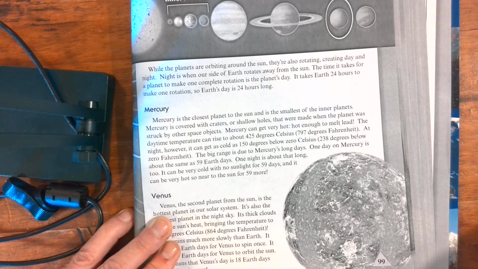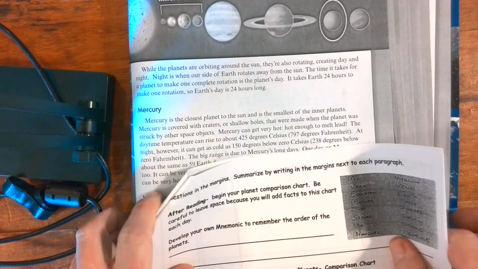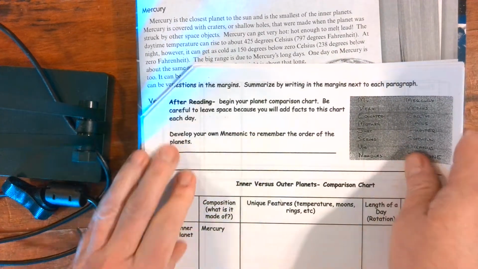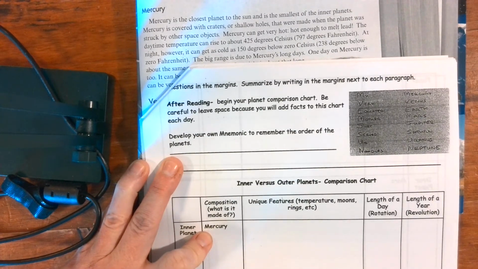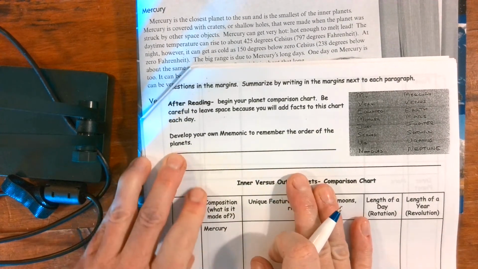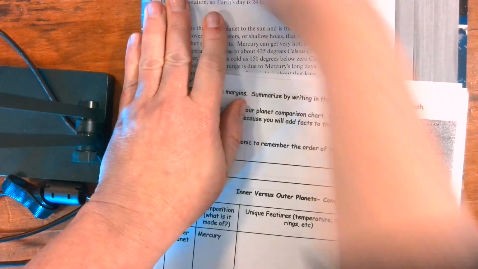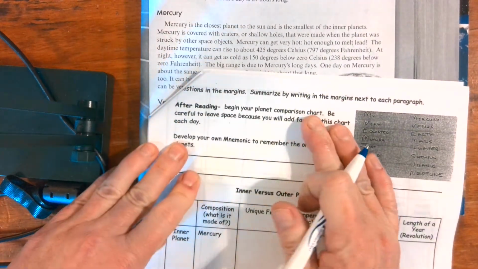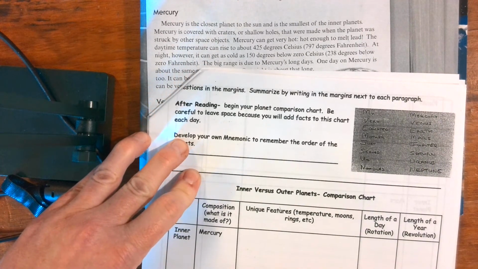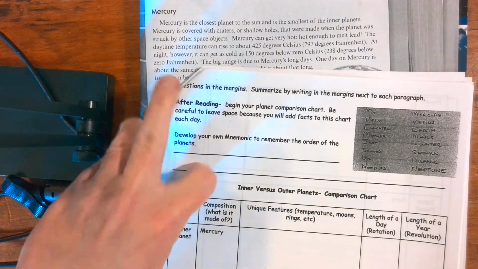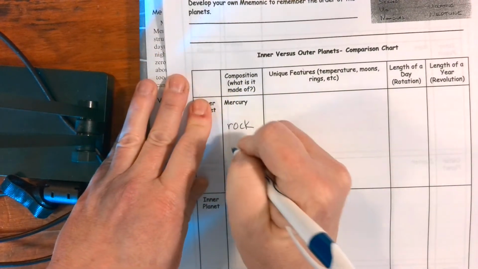All right, so we're going to find our chart, and we're going to go to our very first section on the chart. We're going to find where it says Mercury, right here. And we're going to pull out our key ideas. So first off, what did it say about all the inner planets? What are they all made of? And what do they all have around them? All right, it's made of rock, and it has an atmosphere.